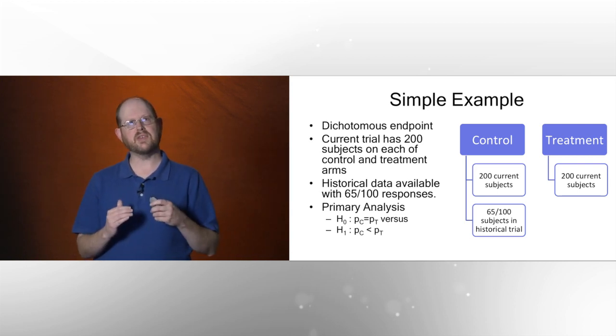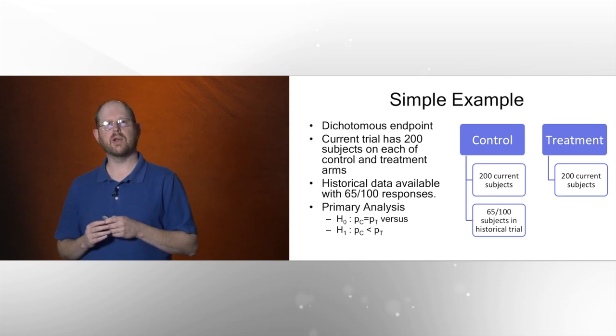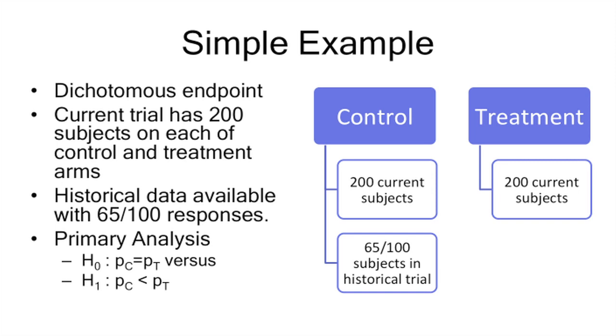I want to put those together and assess a primary analysis which just says, is my treatment better than the control? I want to get a high rate. So you can see in the graph, in the control arm, I've got two pieces. I've got the current subjects, and I've got the 65 out of 100 historical subjects. In the treatment arm, I just have my treatment. So I'm trying to augment the control. I am not running a single arm study. I'm trying to combine the historical data with my current data.